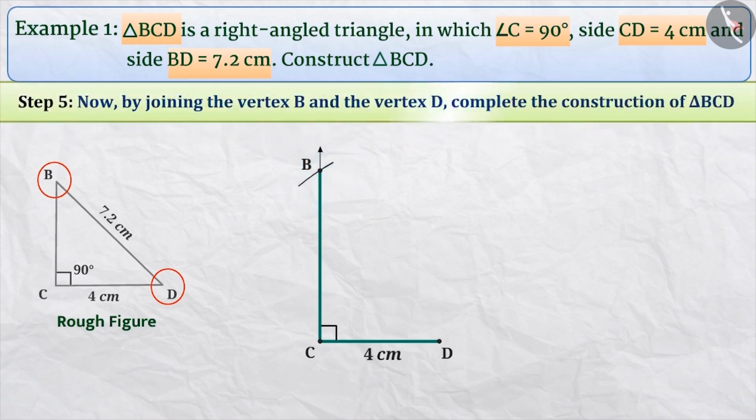Step 5. Now, we will join the vertex B and the vertex D, from which we will get the side BD of triangle BCD. In this way, we have constructed the right-angled triangle, triangle BCD.